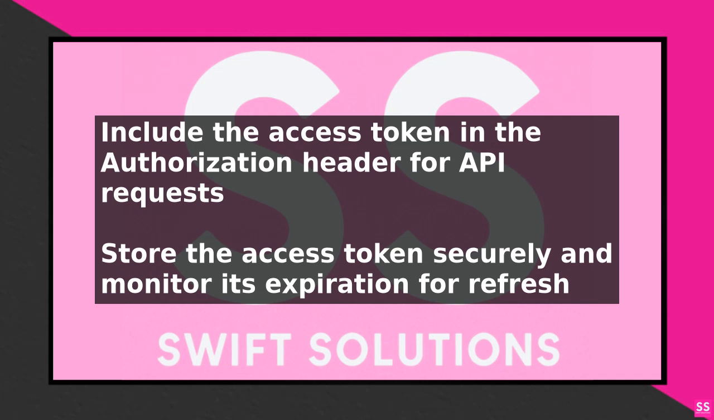In summary, authenticating with the Bill.com API events involves creating a developer account, registering your application, redirecting the user to the authorization URL, exchanging the authorization code for an access token, and using the access token to authenticate API requests. By following these steps and best practices, you can securely integrate the Bill.com API into your application.